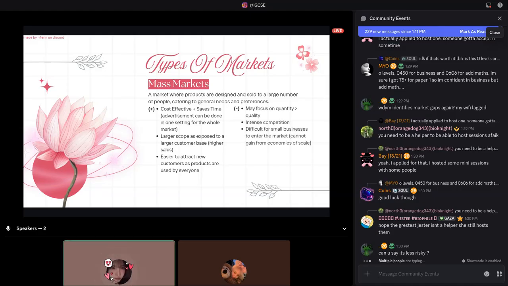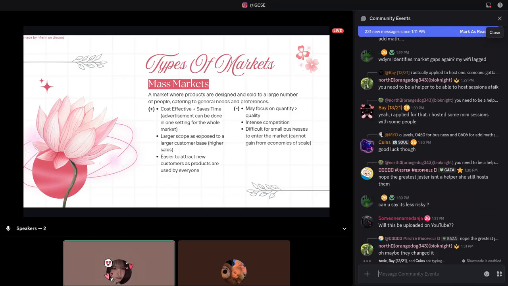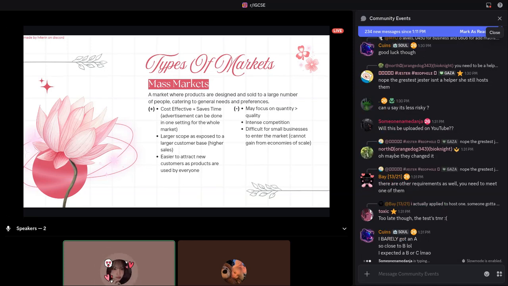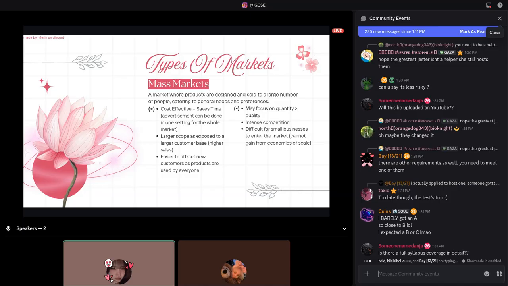And it's easier to attract new customers as products are used by everyone. Furthermore, the disadvantages would be because they may focus on quantity over quality, because what they sell in mass markets usually would be like water, general needs, water, food, and so much more. So because they have a larger customer base, they would focus on selling as much as possible. Furthermore, intense competition, of course, whoever or whatever business is competing in the mass market are big businesses, water companies, food companies, you name it. And of course, it's difficult for small businesses to enter the market because they cannot gain from economies of scale and there's high competition.